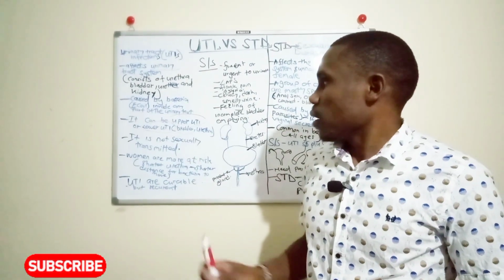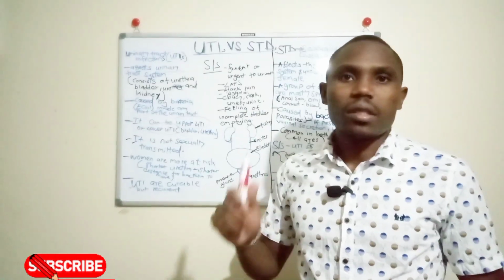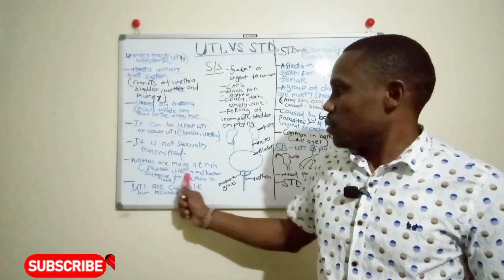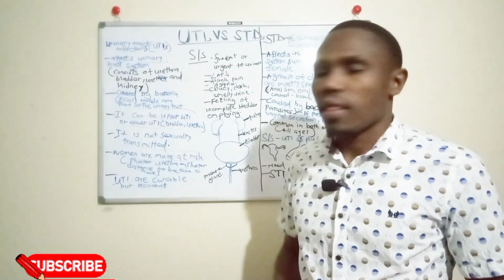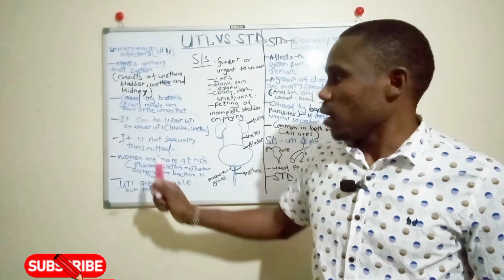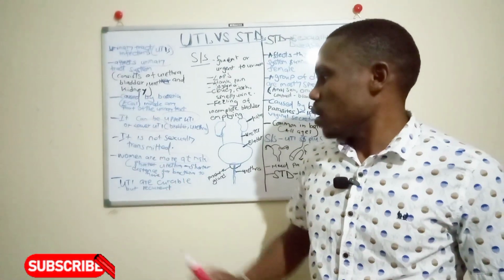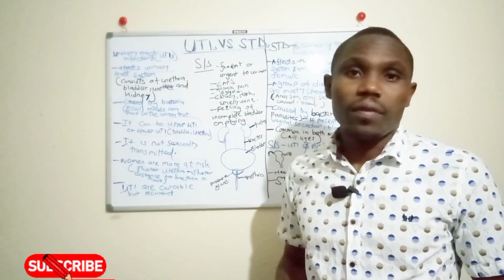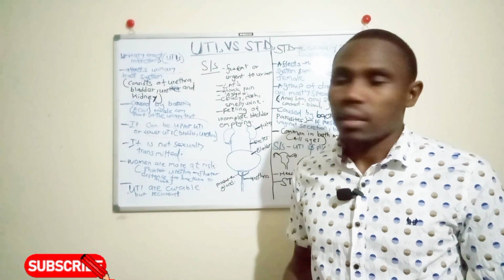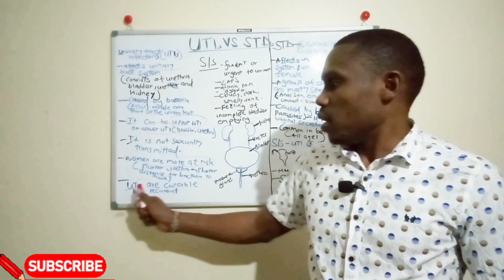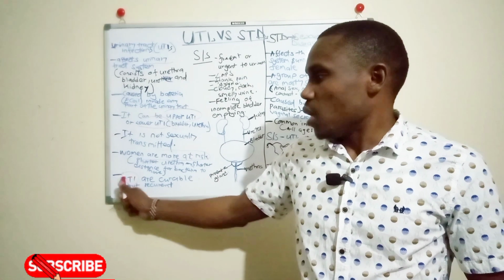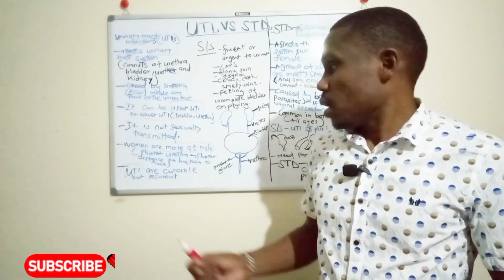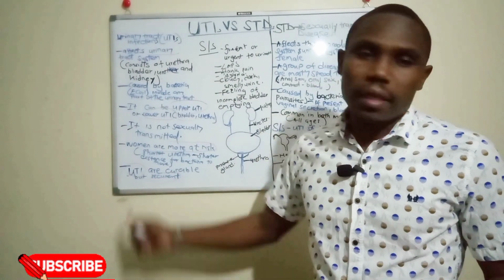Now, the other thing, it's not sexually transmitted, and mostly it affects women more than men, because women have a shorter urethra, hence there's a short distance for the bacteria to migrate. The other thing is that urinary tract infections normally are curable, they can be prevented, and also mostly they are recurrent.